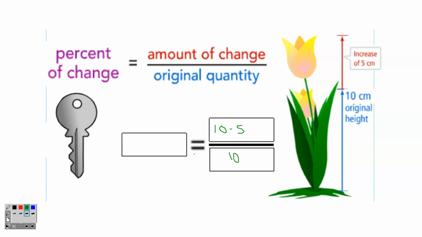Now this part's important. You have to do 10 minus 5 and then hit equals. And then I'm going to take that answer and divide it by 10. And I get an answer of 0.5. Please remember that you need to change that into a percent. So I need to multiply that by 100. So 0.5 times 100 gives me an answer of 50. So it went up by 50%.